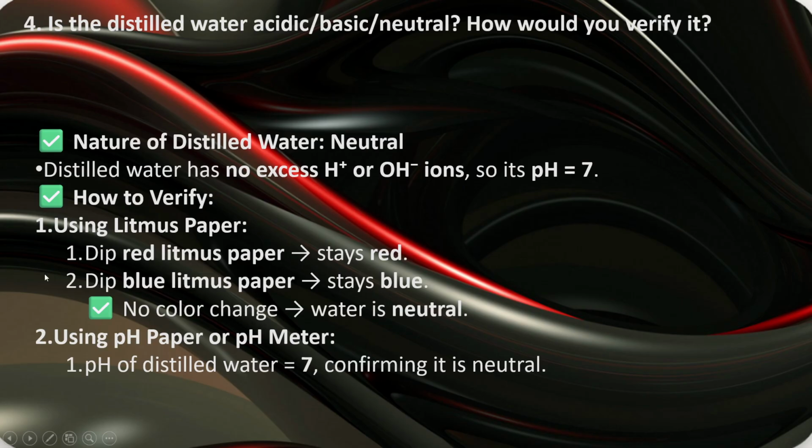How to verify it? One is using litmus paper. Dip the red litmus paper, it stays red. Second, dip the blue litmus paper, it stays blue. No color change, that's why water is neutral. Second, using pH paper or a pH meter, the pH of distilled water is 7, confirming it is neutral.